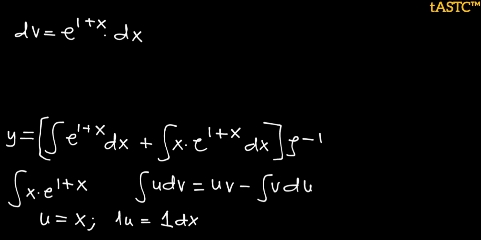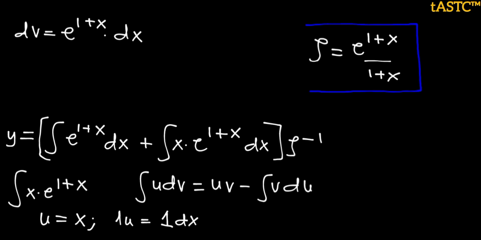Okay, so before we solve this, we need to recall what the integrating factor was. What did we actually find? So remember, rho was equal to e raised to the power of 1 plus x divided by 1 plus x. This is what we had for rho. We just need to place that there.